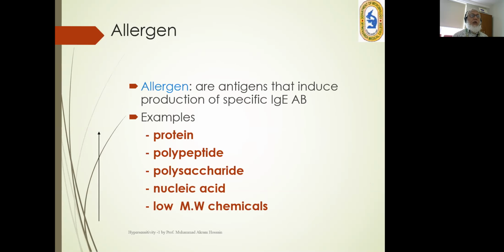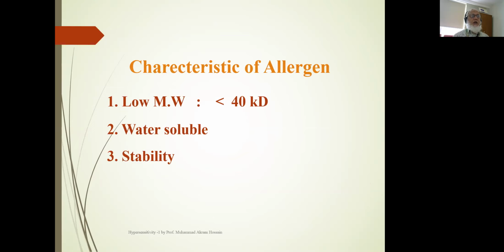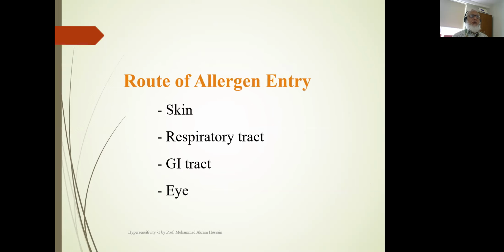What are the allergens? Allergens are antigens that induce production of a specific immunoglobulin E antibody, and they do not produce any other antibody. What are examples? They can be protein, polypeptide, polysaccharide, nucleic acid, low molecular weight chemicals, etc. What are the characteristics of allergens? Usually they are low molecular weight, less than 40 kilodalton, water soluble and stable.